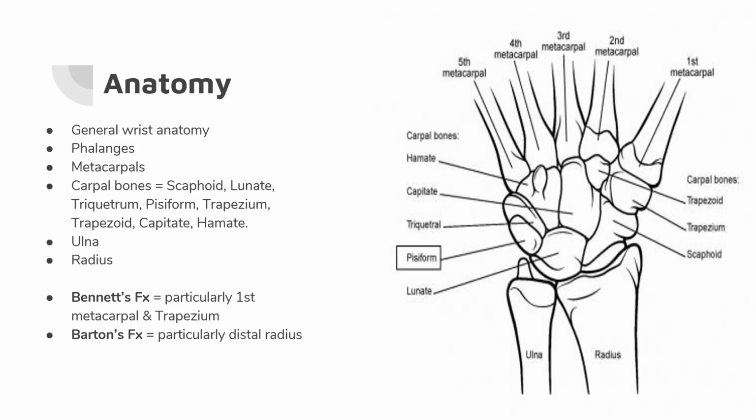The bony anatomy of these two conditions includes just general wrist anatomy, such as the phalanges, metacarpals, carpal bones, scaphoid, lunate, triquetrum, pisiform, trapezium, trapezoid, capitate, and hamate, as well as the ulna and radius. Bennett's fracture particularly looks at the first metacarpal and the trapezium, and Barton's fracture looks at particularly the distal radius.